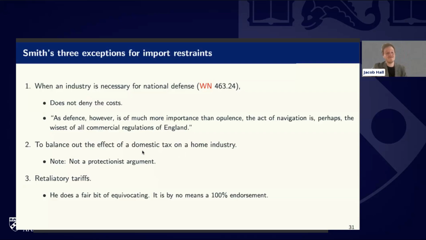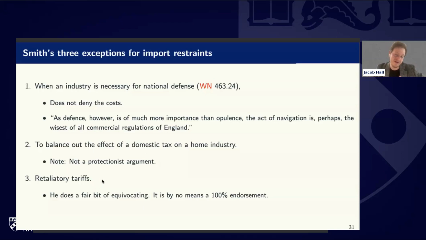Second, to balance out the effect of a domestic tax on a home industry. So there's a tax, say, on a home industry, and to be fair, we're going to put a tariff on foreign producers in that same industry. Now, this is not a protectionist argument. This is some sense of balancing out policy and trying to be fair. It obviously raises the question of why we need the domestic tax on the home industry. Maybe we should lower it, so it's an intervention dynamic element at play here too.